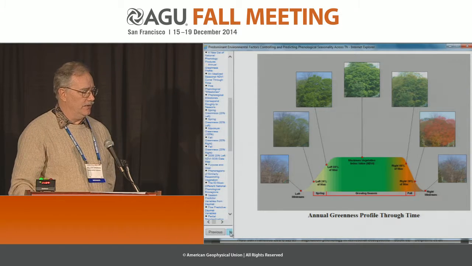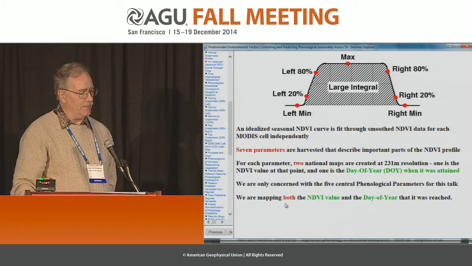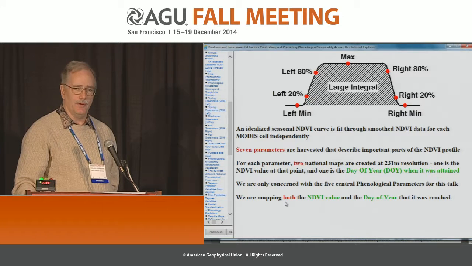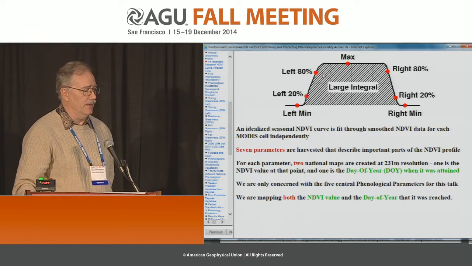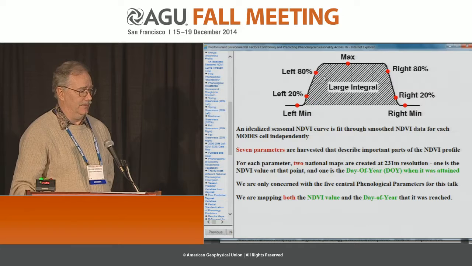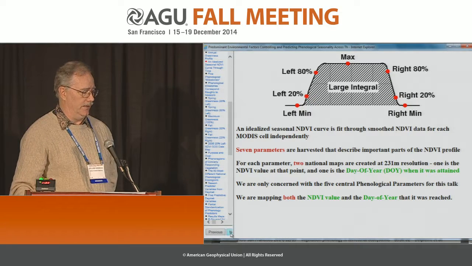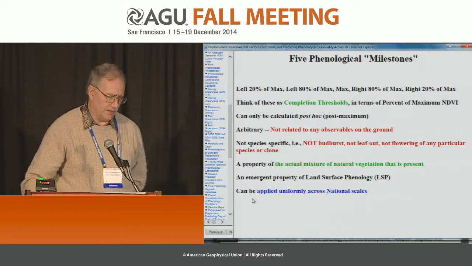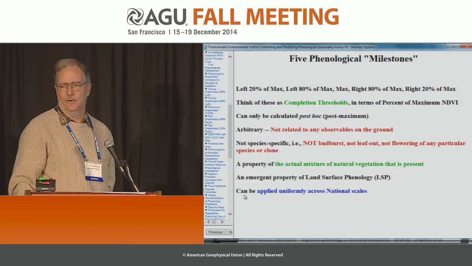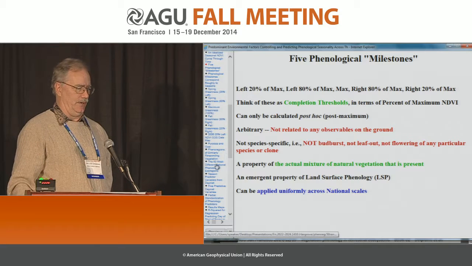And we've used these phenology parameters. For each parameter, we can empirically observe 2 national scale maps, CONUS maps. The first one is the NDVI value when it reaches that particular point. The second is the day of year when it reaches that particular point. We're finding this very interesting. We start to think of these as phenological milestones or completion thresholds.